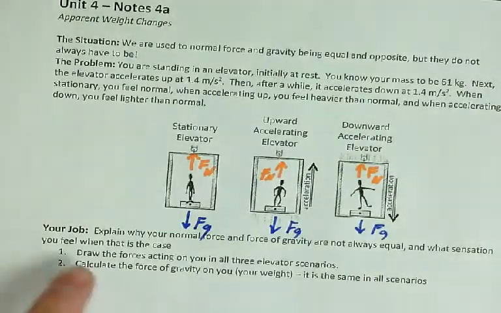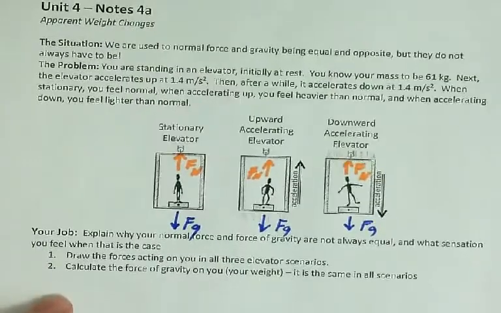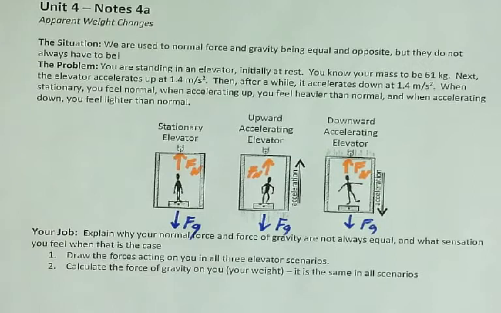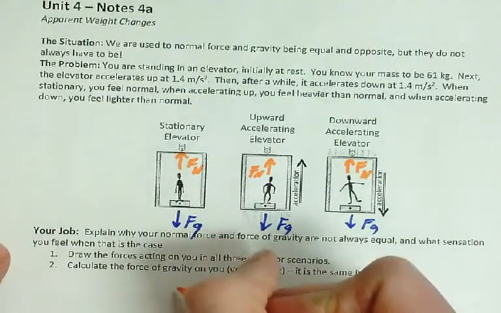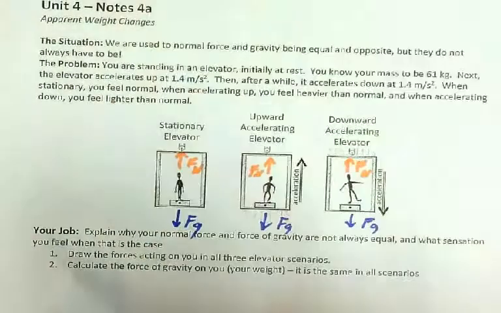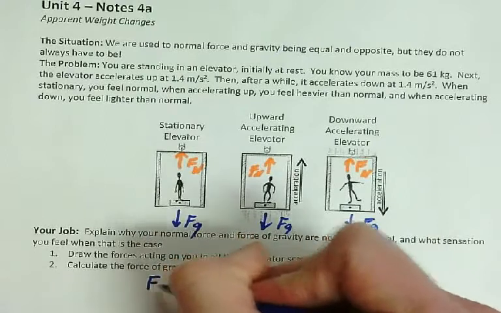So I got my force of gravity down on all three elevators. I got my normal force up from the scale on all three elevators. All right, next thing we're going to do real quick is solve for the force of gravity, what the value for gravity is. So that's going to be Fg equals mg.